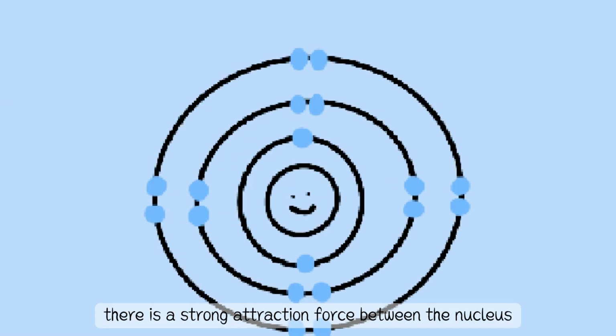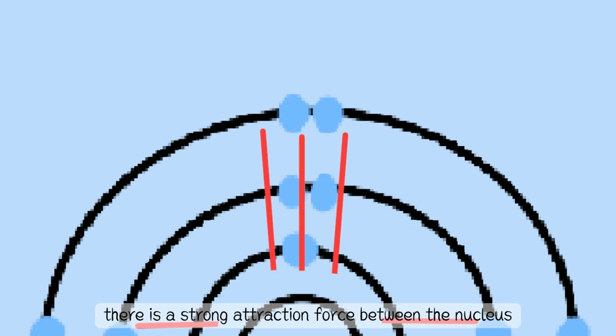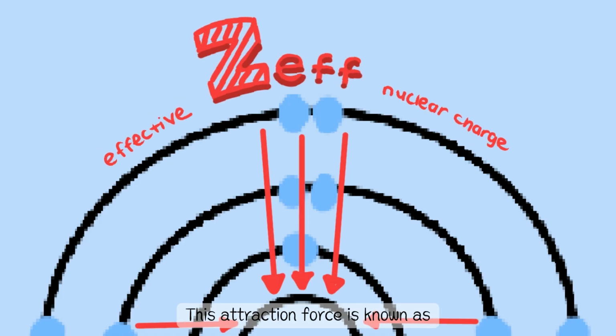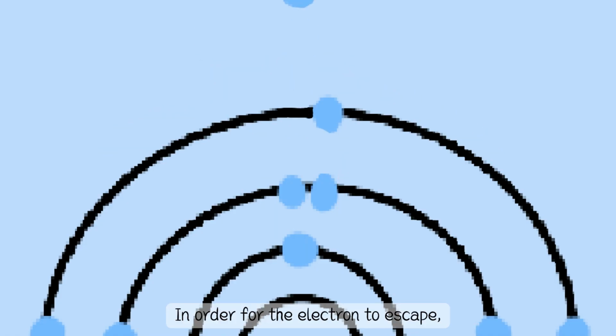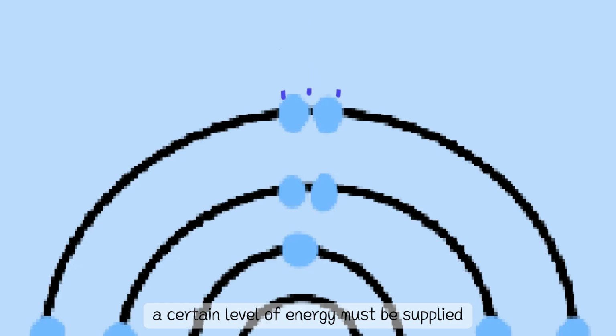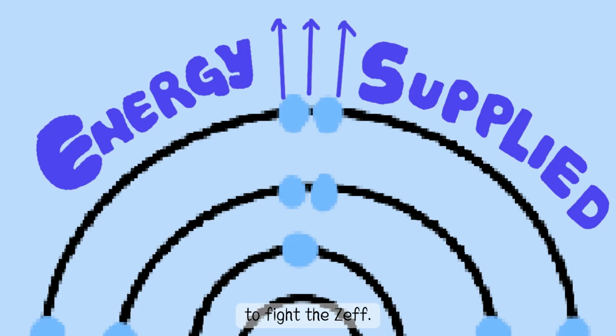However, there is a strong attraction force between the nucleus and electron that pulls the electron towards the nucleus. This attraction force is known as effective nuclear charge, or ZF. In order for the electron to escape, a certain level of energy must be supplied to fight the ZF.